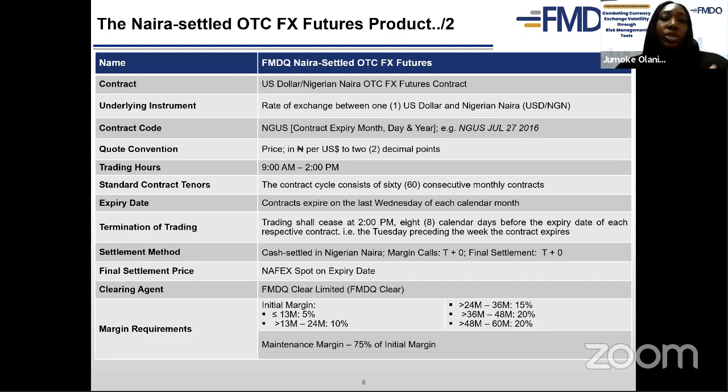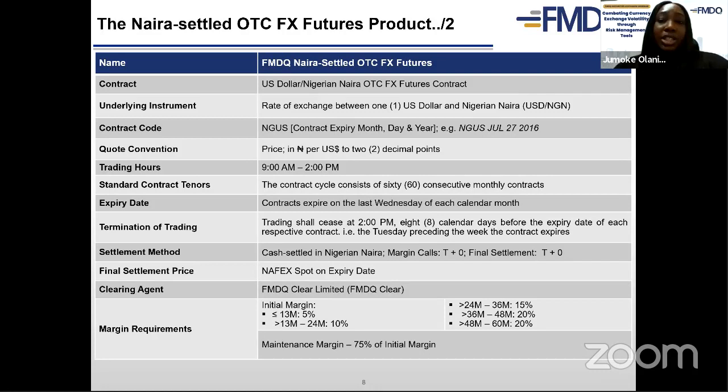There are a few restrictions to trading on the contract. The contract stops trading 8 calendar days prior to the expiry date of the contract. So technically, on the Tuesday of the week before the contract is maturing, trading ceases on the contract.